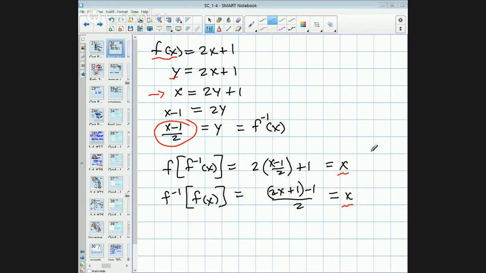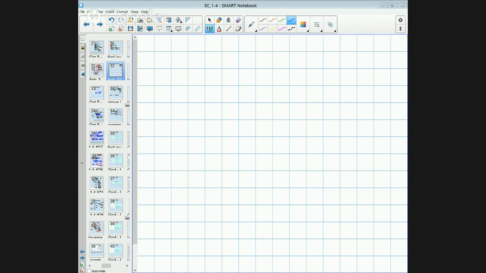I'm going to insert a page here. Okay, so flatten this out a little bit. So let's just say f of x equals 3x minus 1, and g of x equals x plus 2. Okay? What is f of g of x?